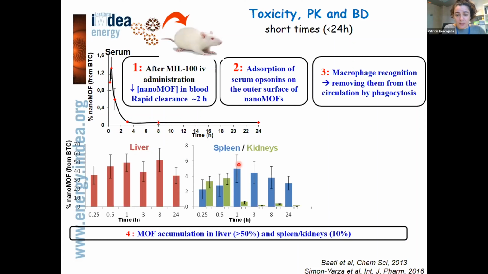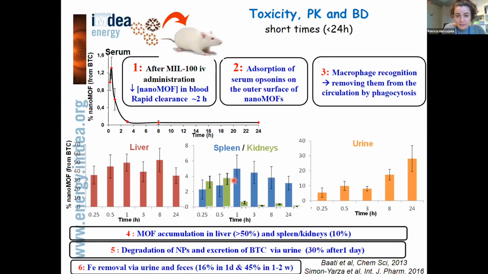It's also interesting to see the presence of these particles in the kidneys, which is also associated with the removal of the ligand by the urine. This is an important fact because both the metal, the iron excess, and also the ligand can be removed without any metabolization by urine and feces, avoiding the accumulation and then the toxicity effects associated with the accumulation of the materials.